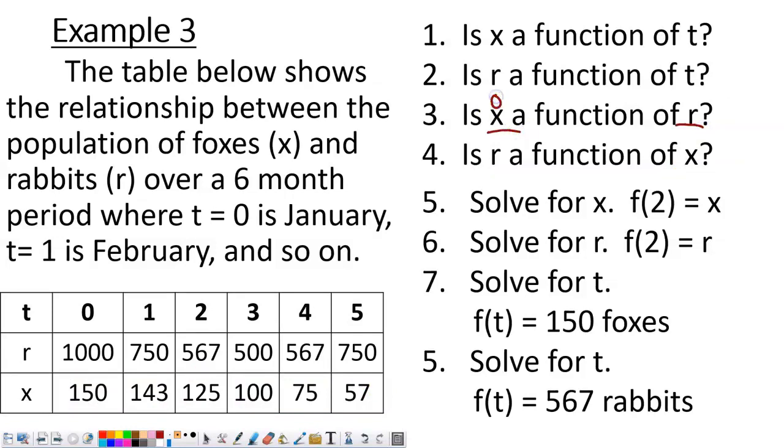This is the output, this is the input. This time, if I were to tell you how many rabbits there are, let's say I told you there was 750 rabbits. If I tell you there's 750 rabbits, can you tell me how many foxes there are? And the answer is no, you can't. Because it's either 143 or it's 57. You don't know what the answer is because there's two different possibilities there.